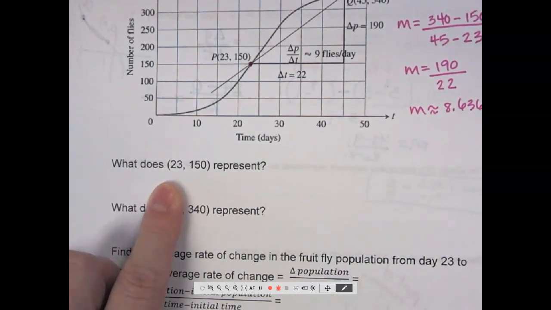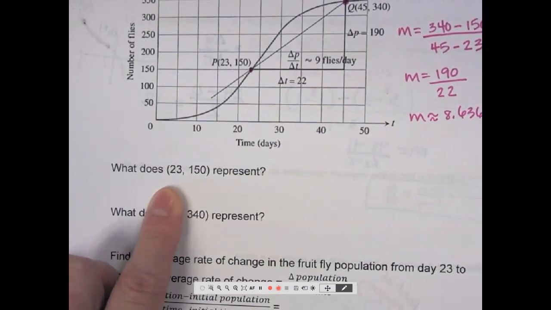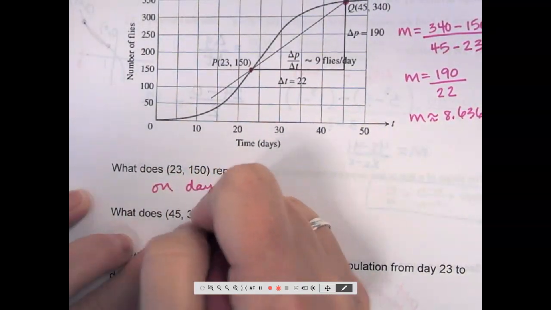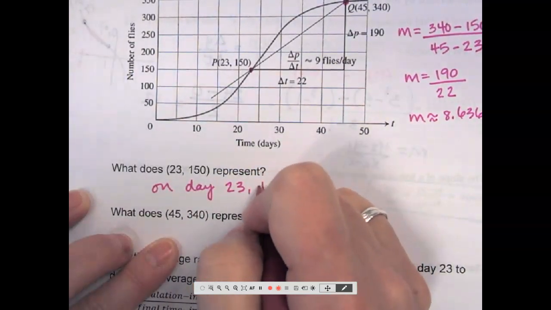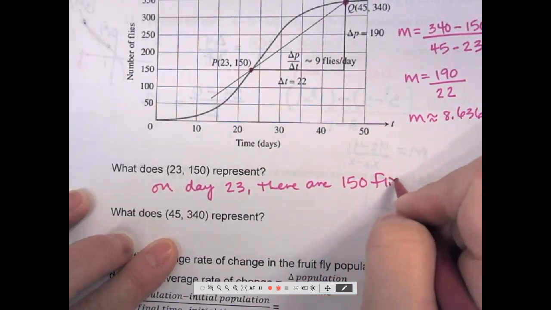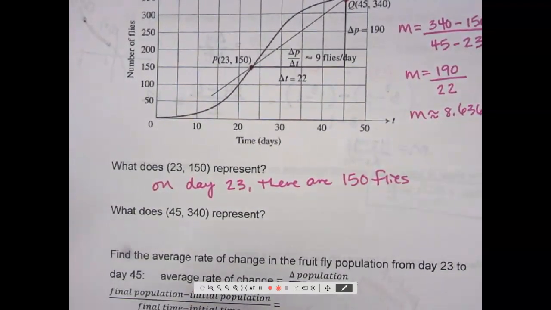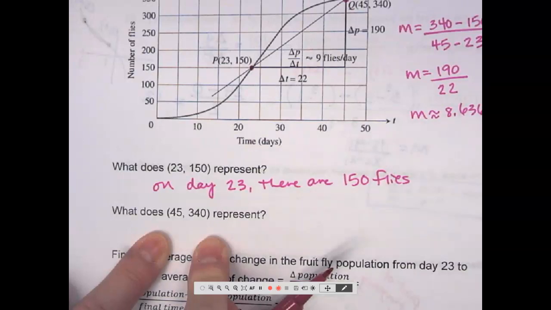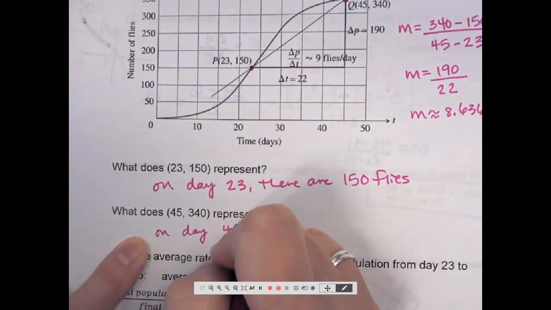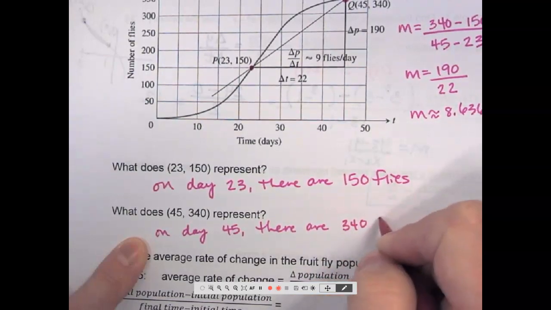What does the point (23, 150) represent? On the 23rd day, I'm just going to say day 23, same thing, there are 150 flies. That doesn't have anything to do with the rate that they're changing. It's just on this day, that's how many there are. What does the ordered pair (45, 340) represent? On day 45, we have more. Surprise! There are 340 flies.